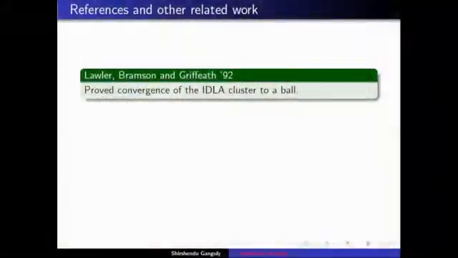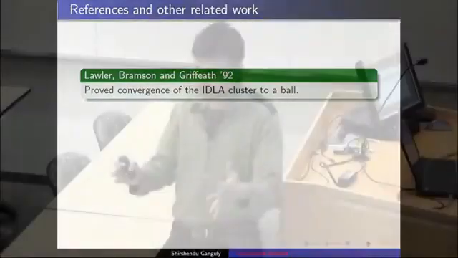Okay. So some references to what has been known about the ideal. The first rigorous proof of the fact that this actually looks like a ball in some sense was by Lawler, Bramson, and Griffeath around 92, and they showed that if a cluster has size n, then the right radius to look at is r such that pi r squared is n, because you want to conserve area. And they showed that the ball, up to a multiplicative factor of 1 plus or minus epsilon, is going to be within that cluster with high probability.